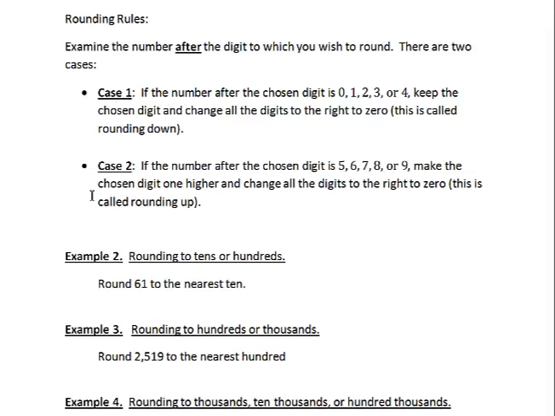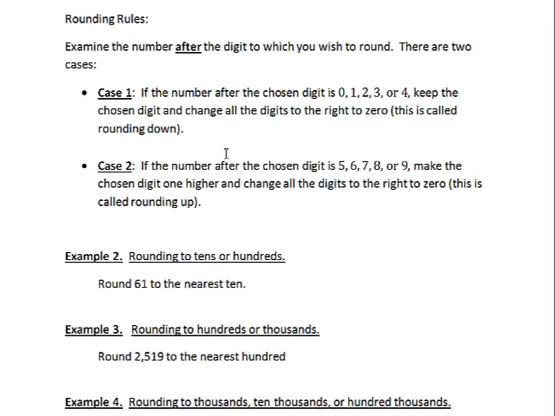Case 1. Okay, we want to round to a particular digit. If the number after the chosen digit is 0, 1, 2, 3, 4, okay, keep the chosen digit and change all the digits to the right to 0, rounding down.